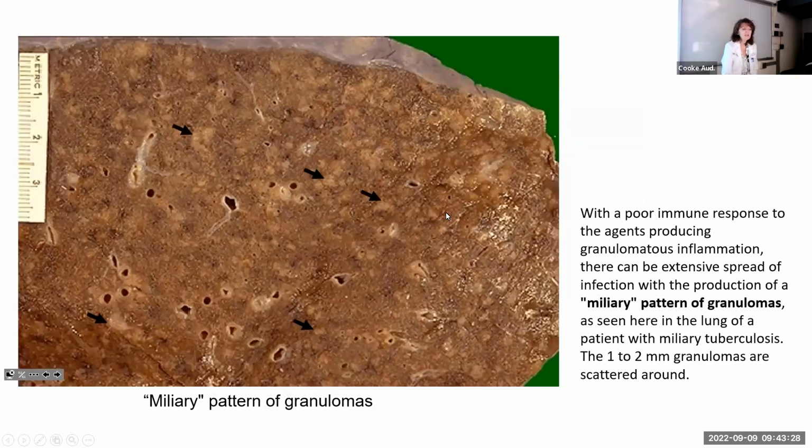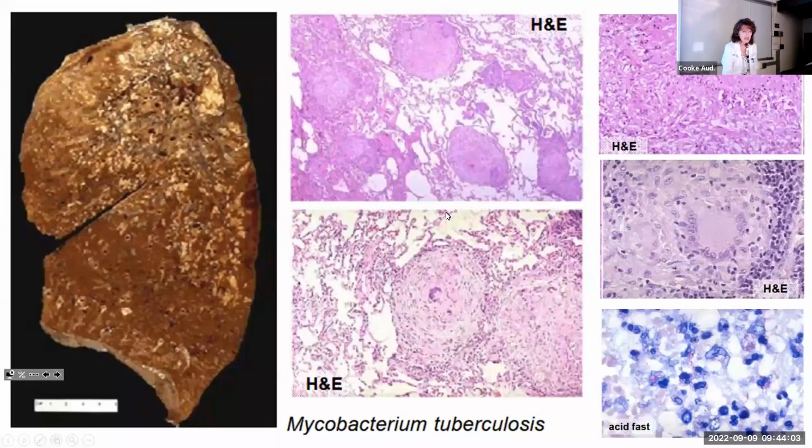Here's a so-called miliary pattern of granuloma. Do you recognize the picture now? It's similar to what I showed you before when I asked you what organ is that. That was a case of bronchopneumonia, and those little white spots that you saw there were microabscesses. Here, these are granulomas. In case of a poor immune response to agents producing granulomatous inflammation, there can be such an extensive spread of the infection with the production of this pattern called miliary pattern of granulomas. And this is another example of grossly how these granulomas look like.